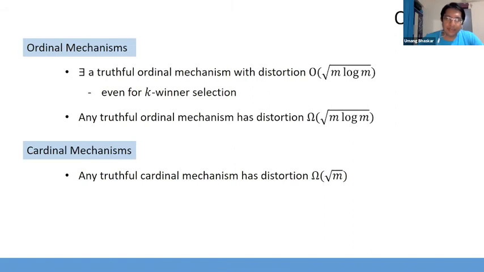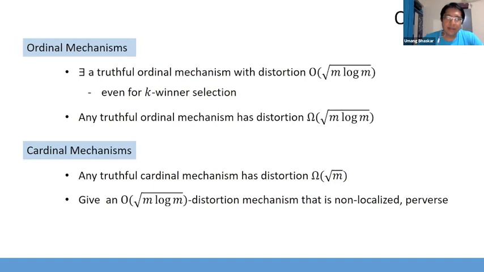Now note that there already exists a mechanism which has distortion of order square root m log m, right? This is just the ordinal mechanism. However, we wanted to come up with a different cardinal mechanism as well. And this is what we also show. We give an order square root m log m distortion mechanism that is cardinal, and it particularly violates the two conditions of truthful ordinal mechanisms.